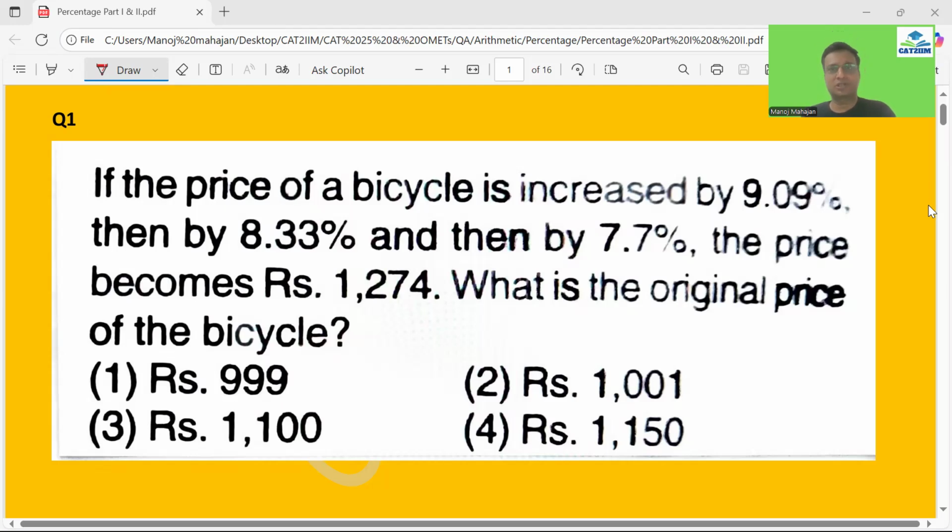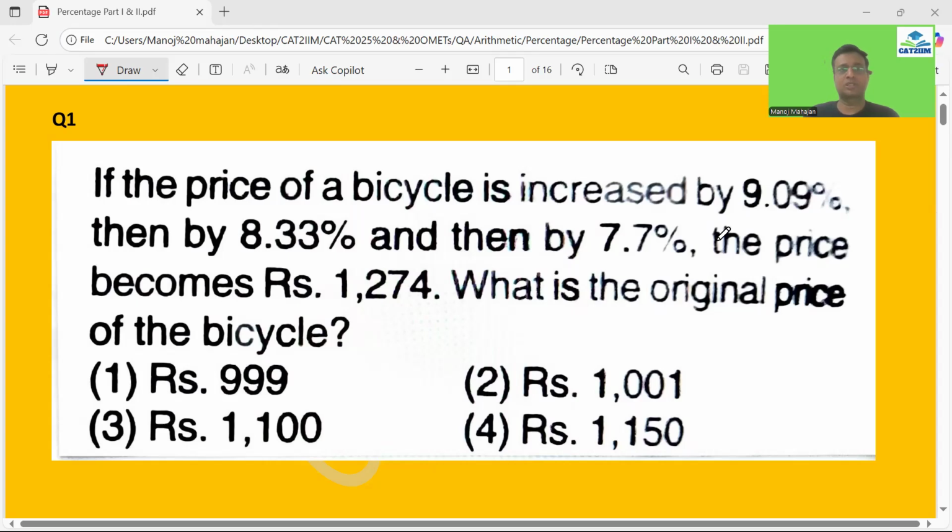So this is percentage 2 class. Today we are going to look at the application of the basics we have learned in the percentage 1 class. I hope by now you must have watched the percentage 1 class. Before looking at the solution to each and every question here, it's better that you first solve on your own and then look at the solution. And of course, you're going to learn superb tricks and shortcuts as well.